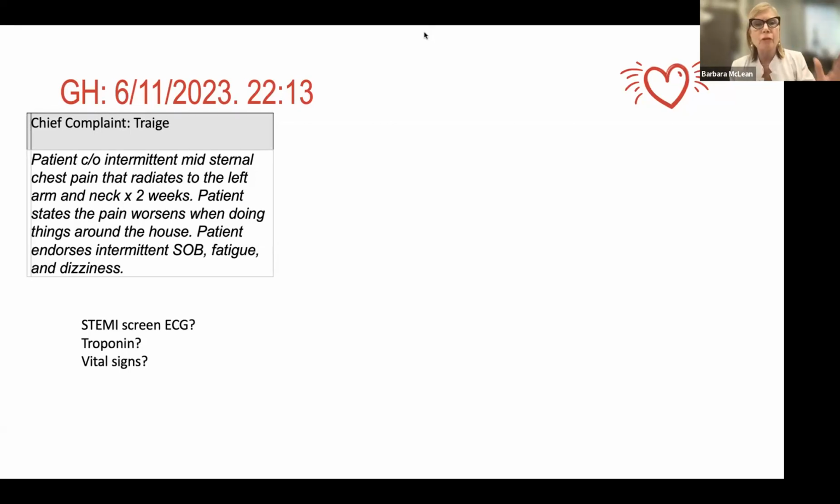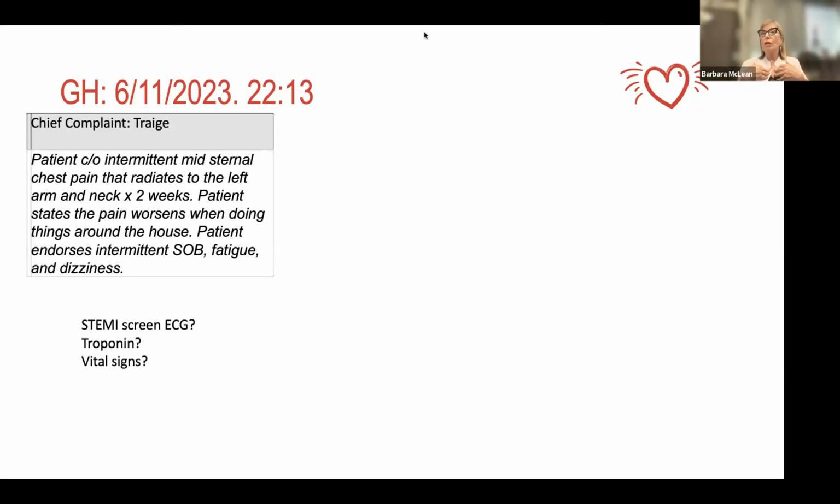He's had the pain for 2 weeks. He states that it gets worse when he's doing physical activity. He describes it as things around the house, but it's actually physical activity. And he says that intermittently he has shortness of breath, fatigue, and dizziness.